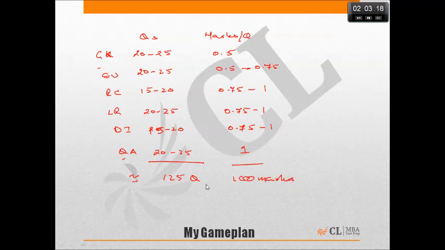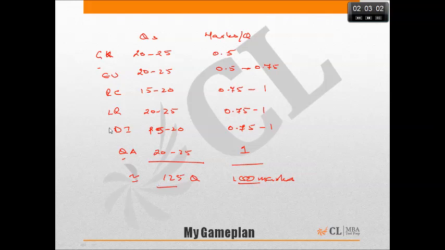This is one thing which is always there. It is a 100 mark paper, and the number of questions could be as low as 115, as high as 135. So I'm just taking a middle point. Now this paper could be a 6-section paper, which means these 6 sections could be there. Alternately, it could be a 4-section paper.